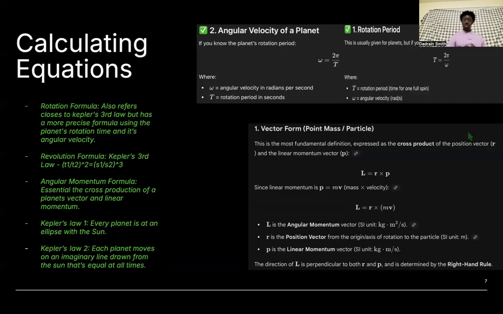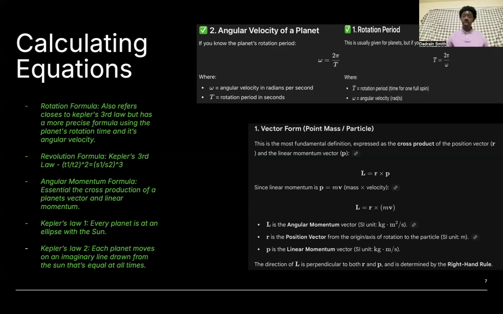Now we're going to get into our equations. The rotation formula and the revolution formula are basically the same thing. You have T1 divided by T2 to the power of 2 equals S1 divided by S2 to the power of 3, or to the power of 2 times 2 divided by 3. It really depends on what the question is asking for.